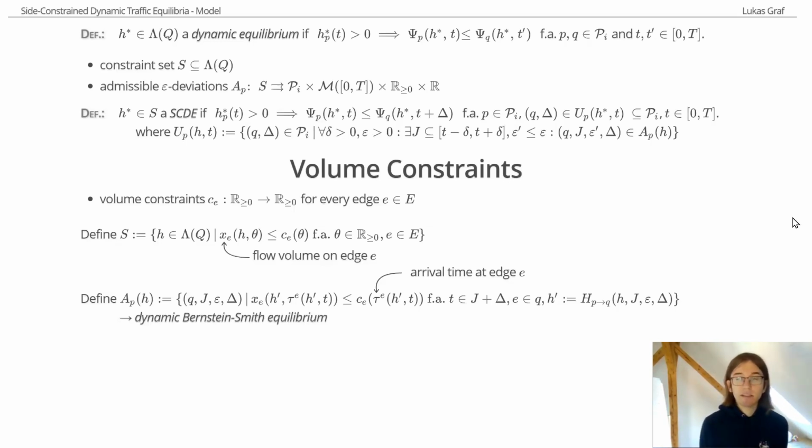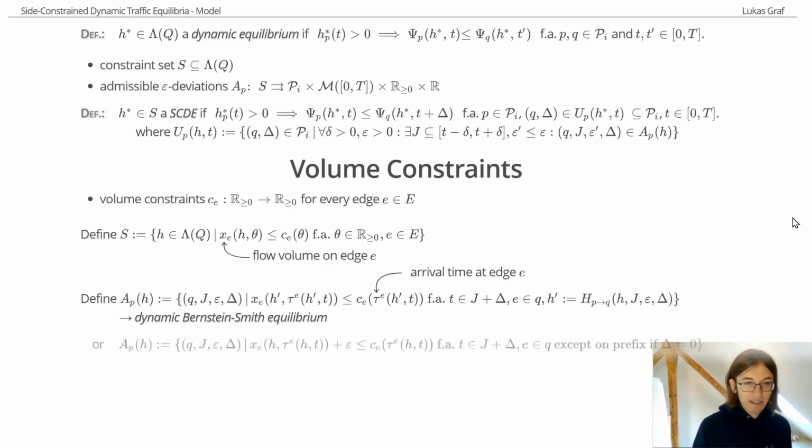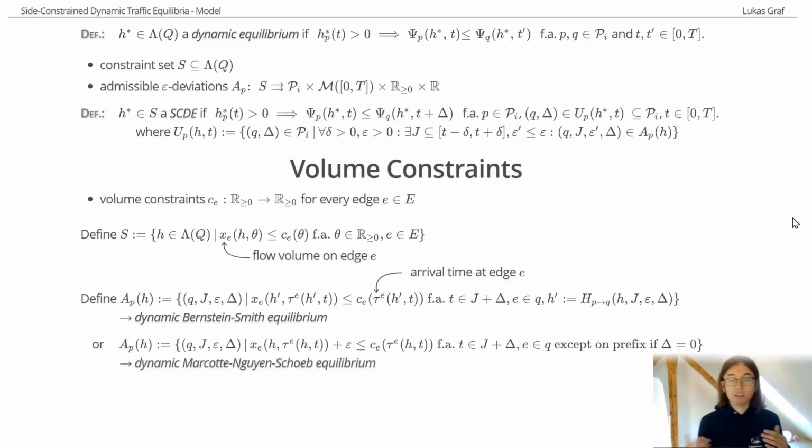So this gives us one type of dynamic equilibrium with volume constraints as side constraints. Another way is to take the idea of unsaturated alternatives more literally, basically by saying an alternative path in time is admissible for a deviation if at all times where new edges on this new path are reached, there must be actually some additional room on this edge, right? So we are truly unsaturated. And this, of course, also gives you an equilibrium concept. We call this equilibrium concept dynamic Markov-Nguyen-Schwibb equilibrium, because again, those three authors considered a very similar model in the static case. And then, of course, I could go on. There are various other ways of defining admissible epsilon deviations, and they all lead to different kinds of equilibria.